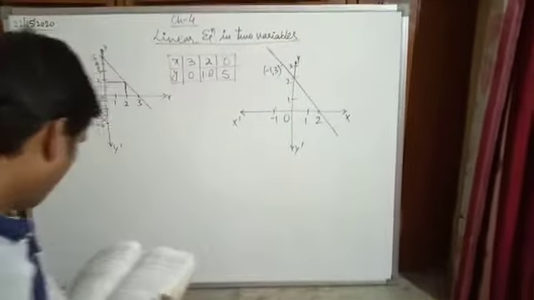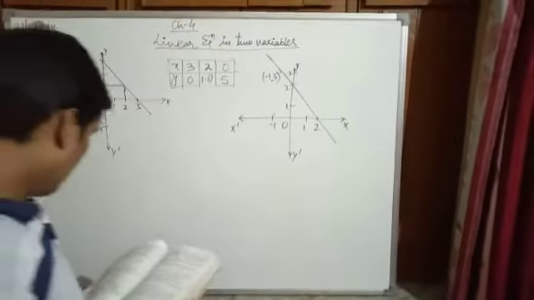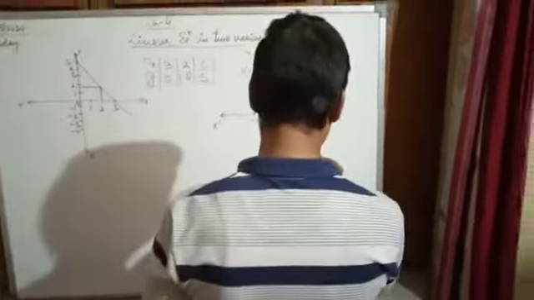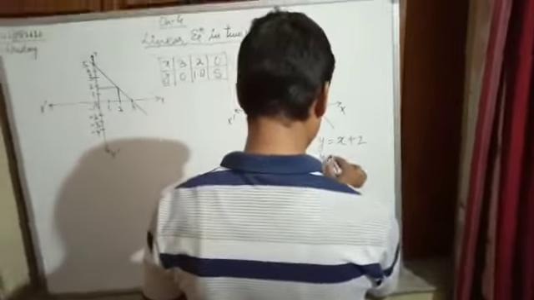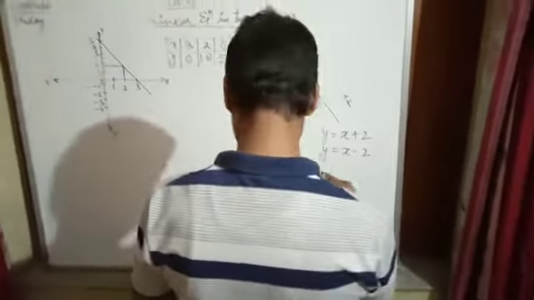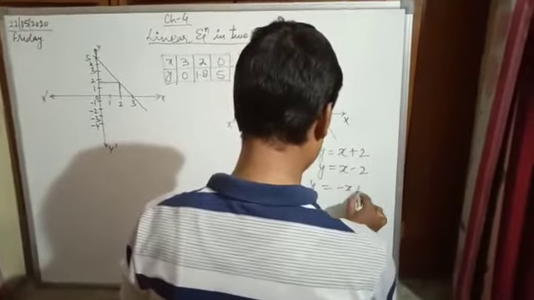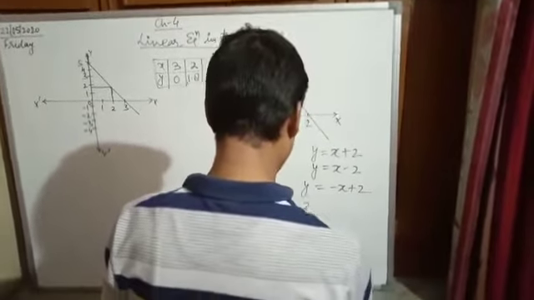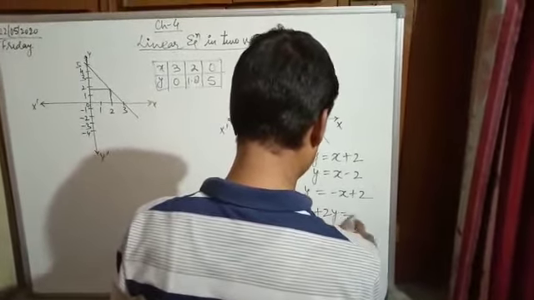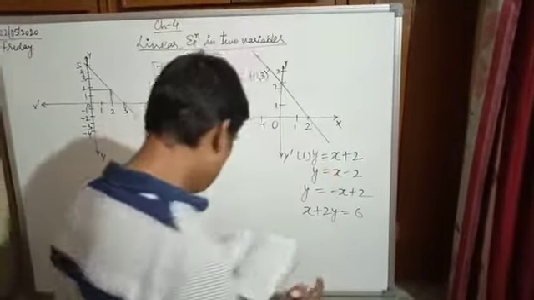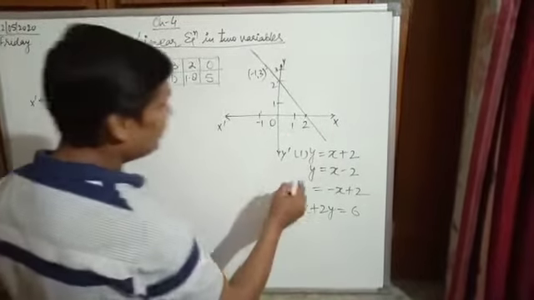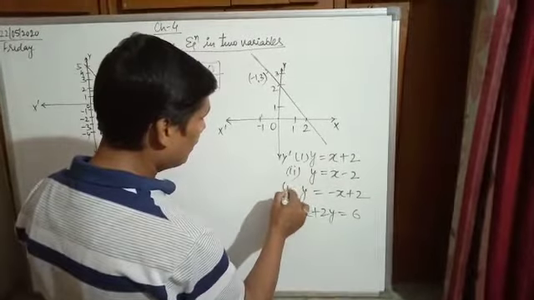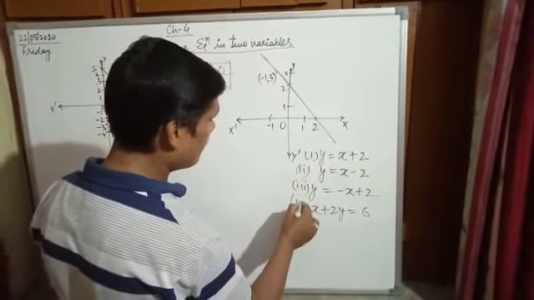This line is given. We want to select the equation. y is equal to x plus 2, y is equal to x minus 2, y is equal to minus x plus 2, and x plus 2y is equal to 6. These four options are given for the given graph. Four equations are given, and we have to find which equation is correct for the graph.